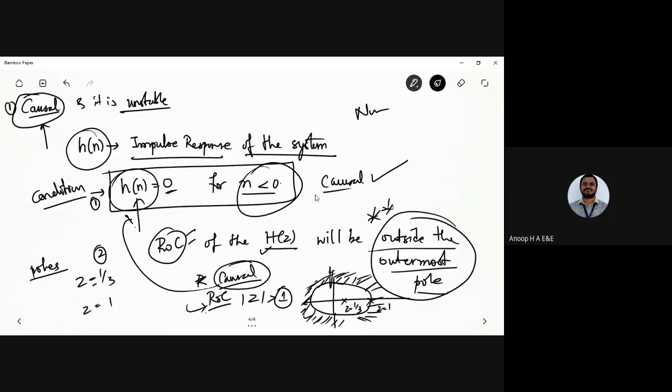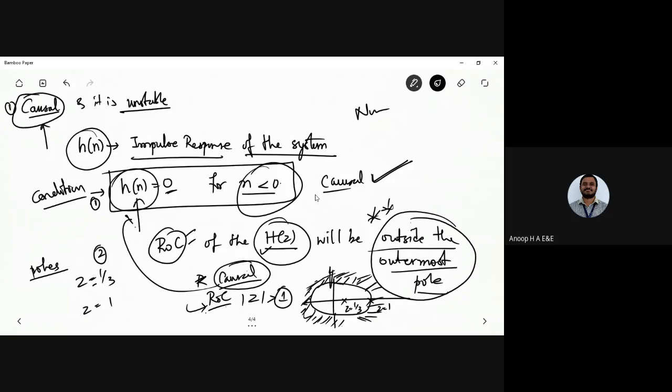So I repeat once again: h of n will be equal to 0 for n less than 0, and you call the system a causal system. Next, once I talk about H of z, I clearly specify the region of convergence, which will be outside the outermost pole. This covers the causality nature. Whether H of z or h of n is said to be causal, in both ways you can verify that it is causal.